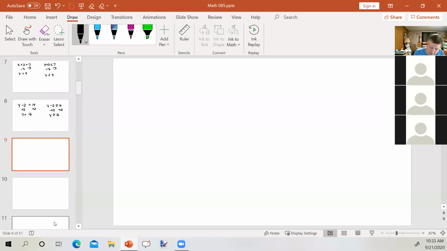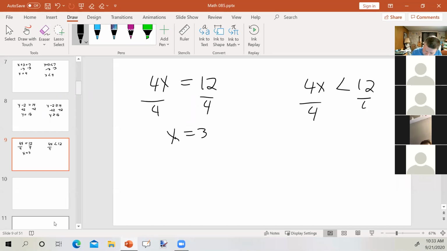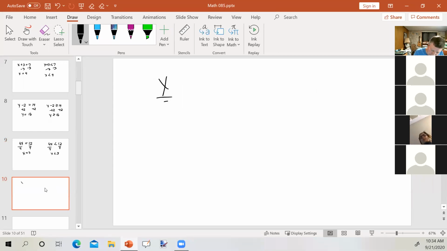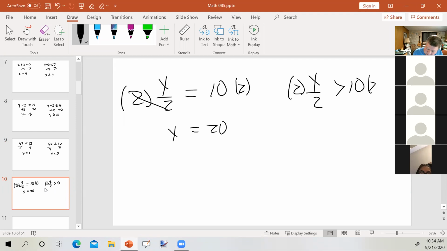Let's say we've got 4x equals 12. What would we do to solve this equation for x? You would divide both sides by 4, and you would get x equals 3. Suppose we had 4x is less than 12. The same thing, and we would get x is less than 3. If we had x over 2 equals 10, we'd multiply both sides by 2 and get x equals 20. If we had x over 2 is greater than 10, we'd multiply both sides by 2 and get x is greater than 20.